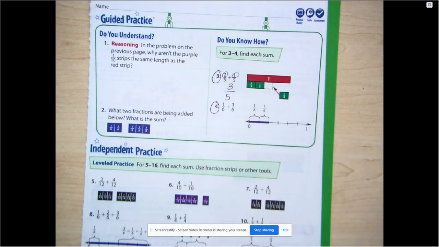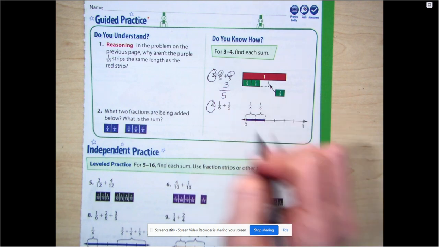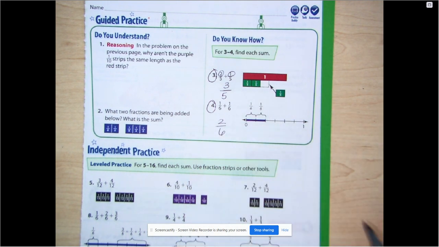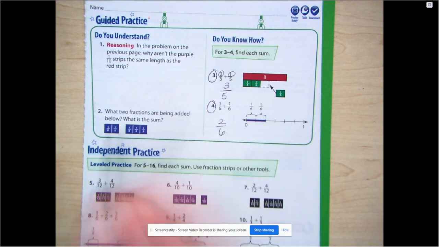Can you try number 4 for me? 1/6 plus 1/6. What do we get? Type it into the Edpuzzle. 2/6, right? Okay, I hope you're catching on to this quickly. Numerators we add, denominator always stays the same.